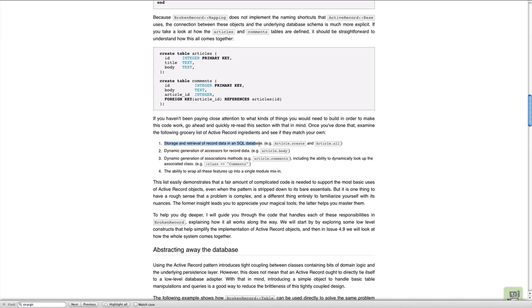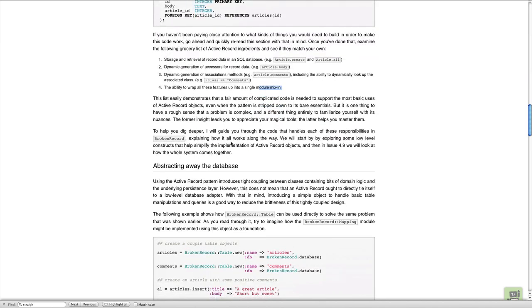Storage and retrieval of record data in a SQL database, such as article, create an article, all. Dynamic generation of accessors for record data, e.g. active record body. Dynamic generation of association methods, e.g. article comments, including the ability to dynamically look up the associated class. The ability to wrap all these features up into a single module mixin.